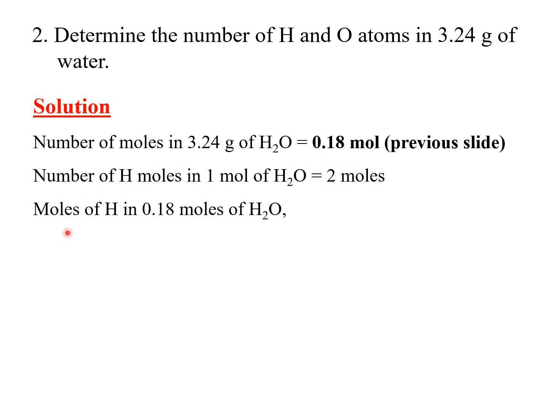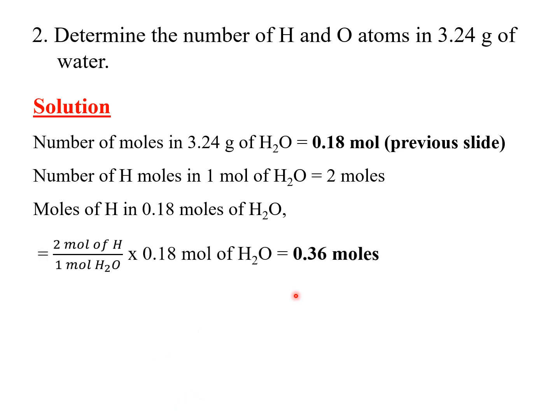Now let's calculate moles of hydrogen in 0.18 moles. If we have 1 mole, it contains 2. So if you have 0.18, it contains 2 times 0.18. So then the answer is 0.36 moles.